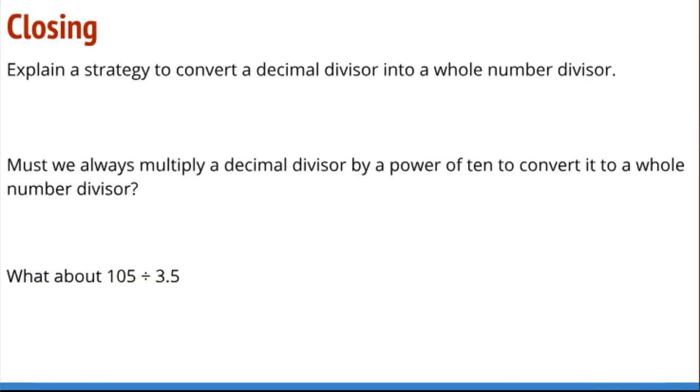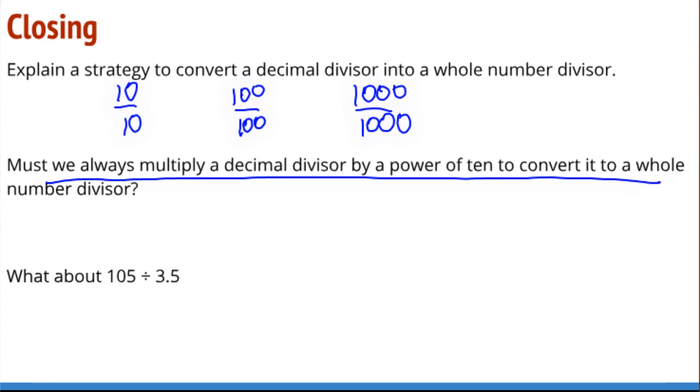All right, so a strategy to convert a decimal divisor into a whole number: I can multiply the numerator and the denominator by the same number. And so far we've used powers of 10. We've multiplied by 10 over 10, 100 over 100, 1,000 over 1,000. Now this poses the question, does it always have to be a power of 10? Do I always have to use a power of 10?